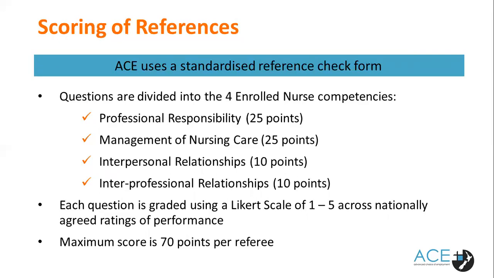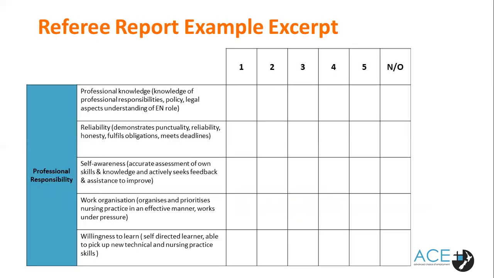And each question is graded on a scale of 1 to 5 across the nationally agreed ratings of performance for an enrolled nurse. So if you add up all the points, that ends up as a maximum of 70 points. So you can get a maximum score of 140 points since there are 2 references. Cool. And this is an example of what the referee report looks like. So yeah, this is for the professional responsibility questions.